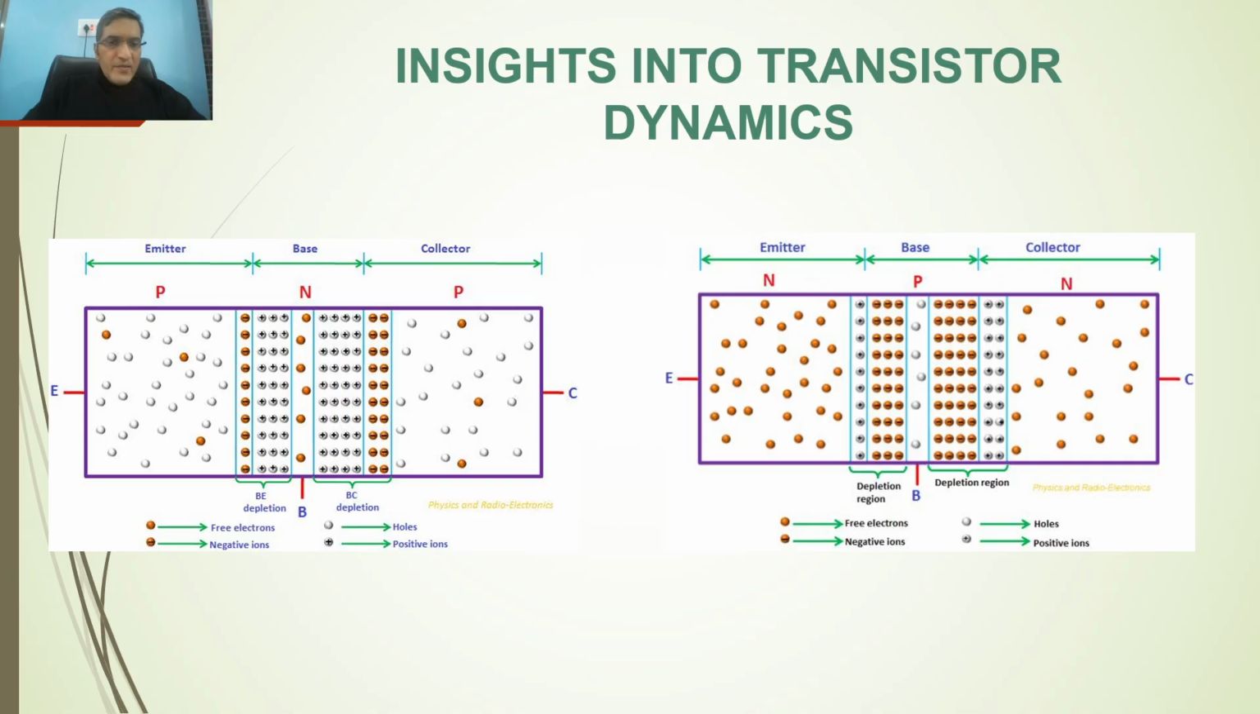Basically, these three regions are three semiconductors. The emitter is the p-type semiconductor in this figure. The base is the n-type semiconductor in this figure, and the collector is again a p-type semiconductor.